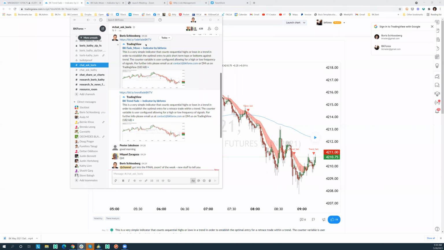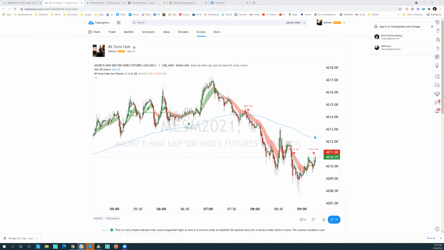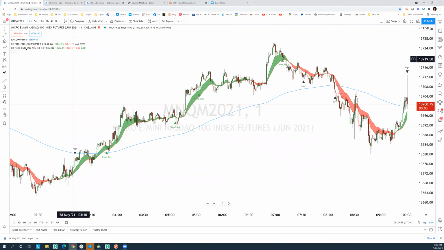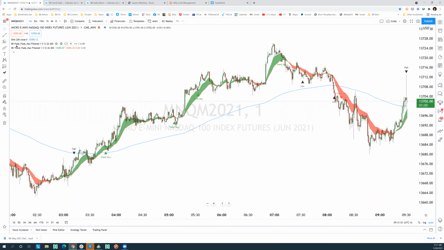If you already have these links, they're just going to update. If you don't have those links, then click them. If you don't have these indicators, fade, move, trade, trend trade, then click them. If you already have them, sign out, sign in, and reapply them to your chart. Once you do that, you should be looking at the 2 indicators that say: fade max filter, trend fade max filter. That should be your look.